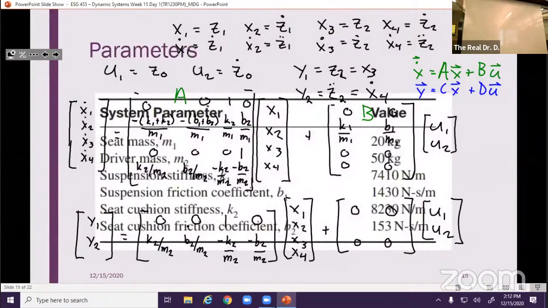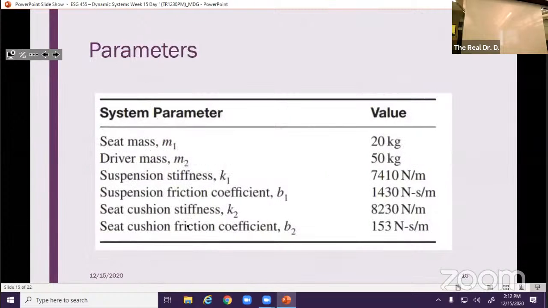So here are some parameters. These are the ones that we're going to be using. And depending on what time it is when we get to some of the Simulink stuff, which should be soon, we can probably change a couple of these around to see what the effect is on the system. Okay.